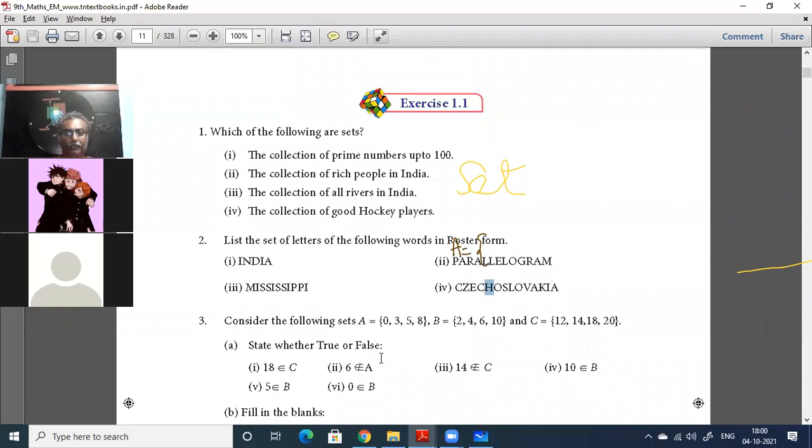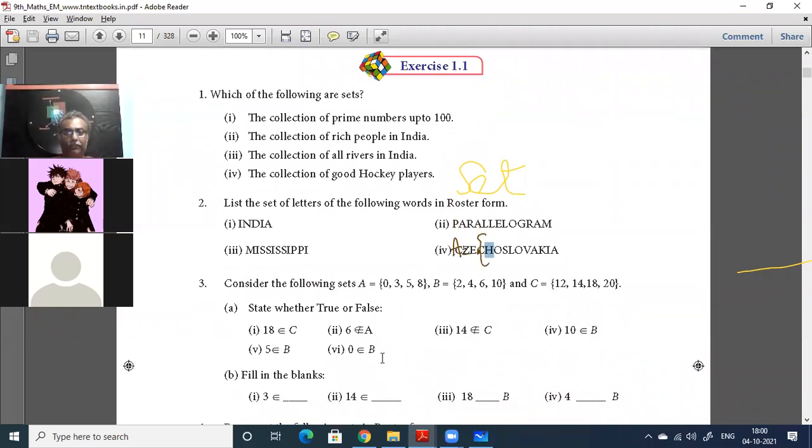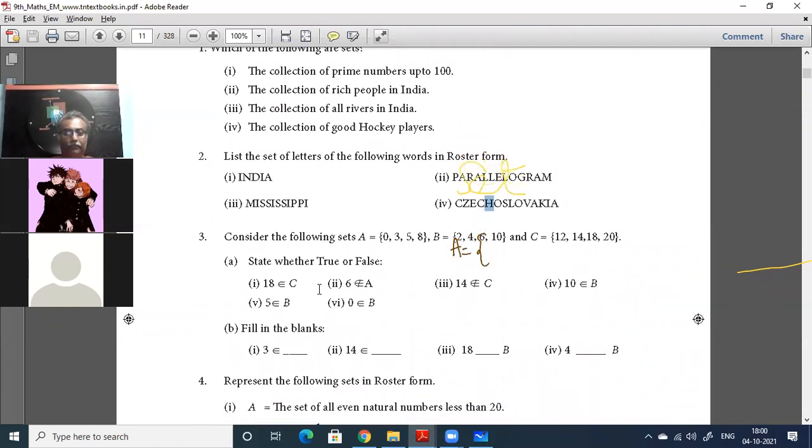Okay, very good. Consider the following sets. One thing we'll do and finish. A is 0, 3, 5, 8; B is 2, 4, 6, 8; C is 12, 14, 85. State whether true or false, and fill in the blanks. That alone you do. Alternatively you should do. Start with Arpana. Arpana, number 1, true or false. Read and tell me. Number 1 is true, uncle. True, okay.